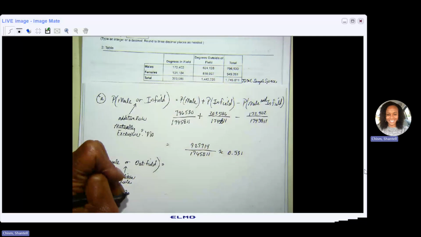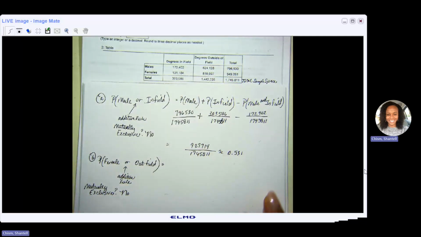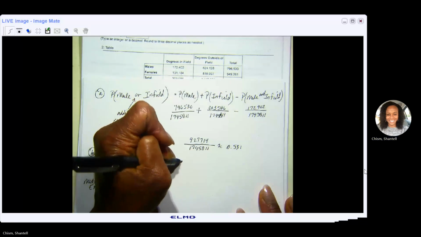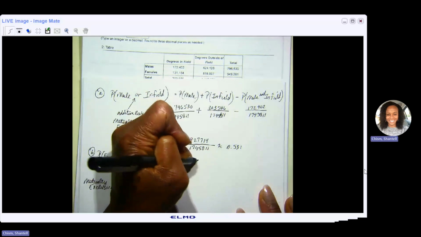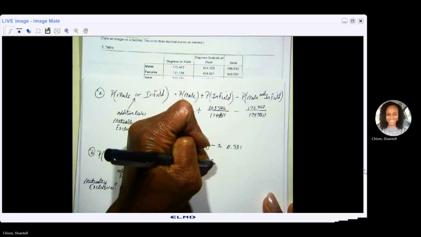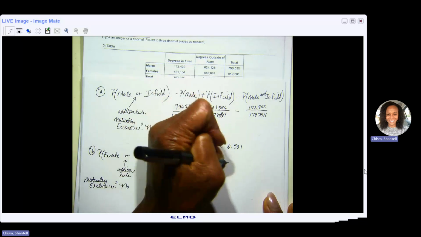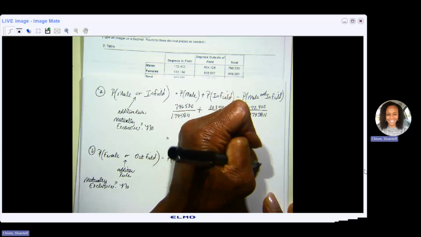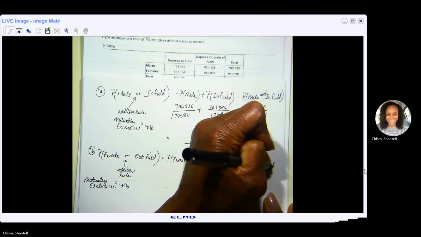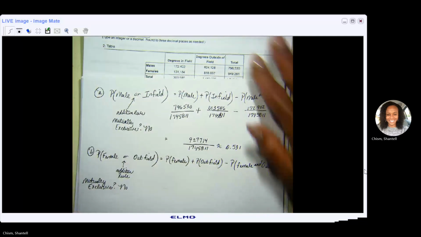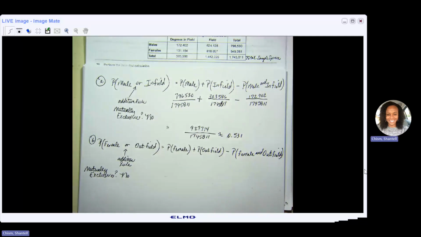We say no. So we're going to find the probability of selecting a female student plus the probability of selecting a student who earned a degree outfield minus the probability of selecting a student who is female and earned a degree outfield. Okay. So probability of selecting a female student.